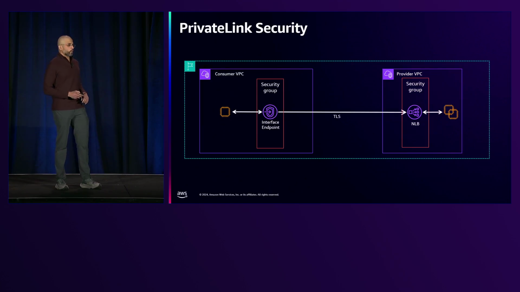From a security standpoint, PrivateLink mirrors NLB. So you get security groups as well as TLS encryption between the interface endpoint and the network load balancer.